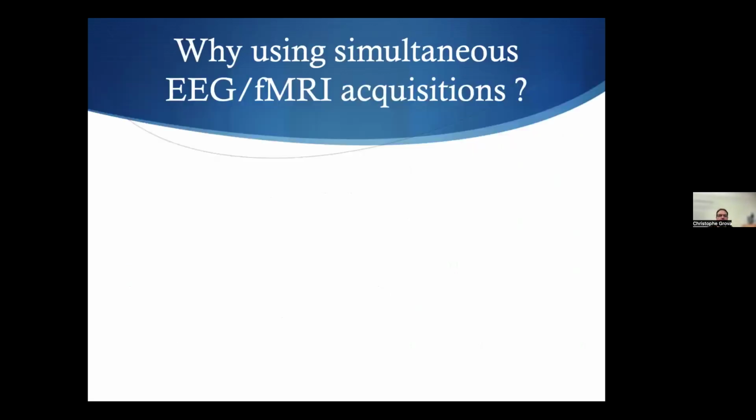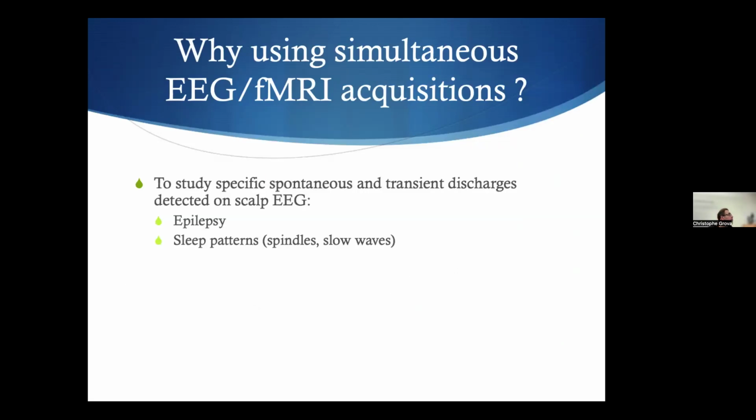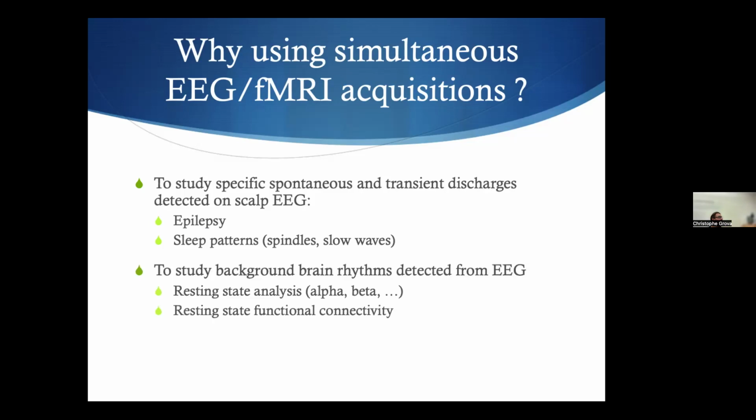So just to conclude on why use EEG-fMRI: sometimes we have no choice because we want to study spontaneous or transient discharges. Basically we have no task, and we want to evaluate something that has been generated by your brain. So EEG is absolutely needed. The two main applications are in sleep, like looking at spindles and slow waves, or in epilepsy.